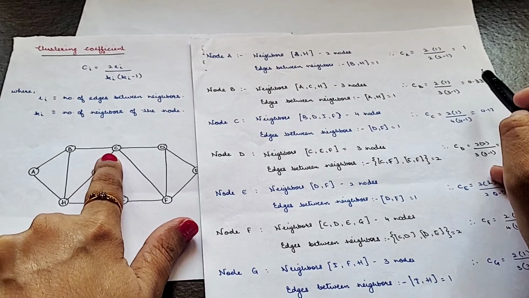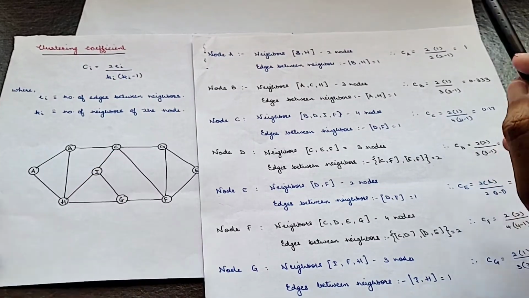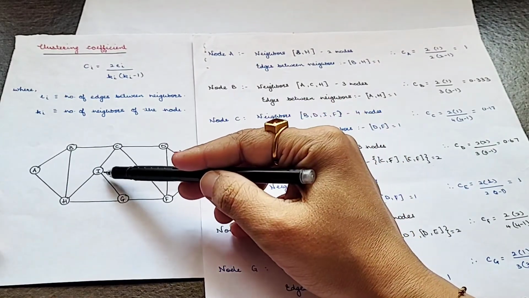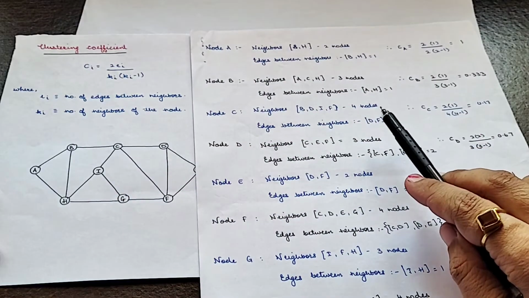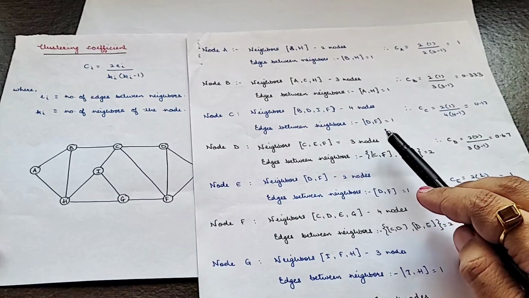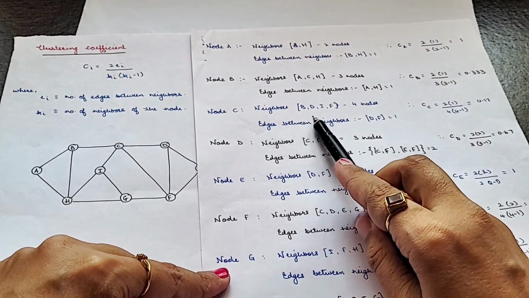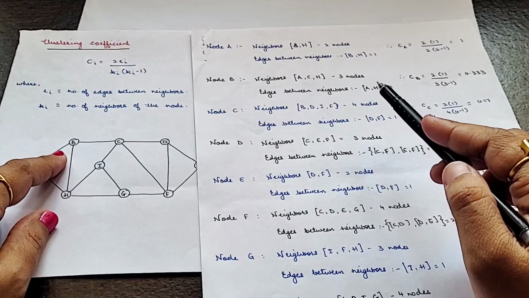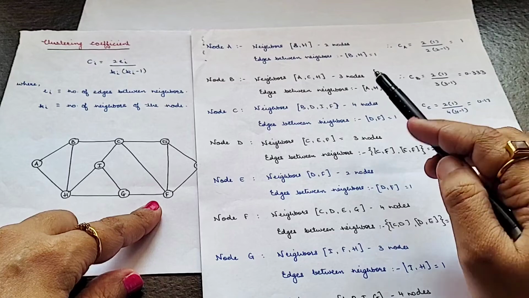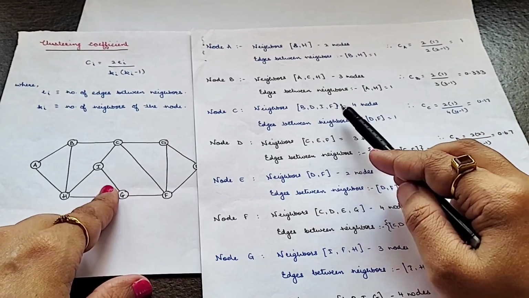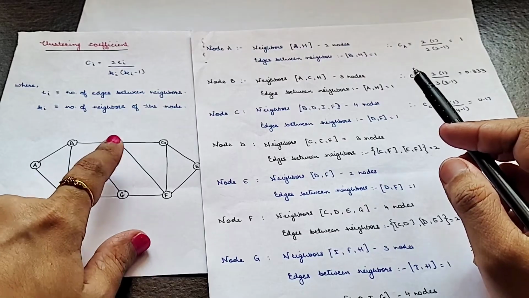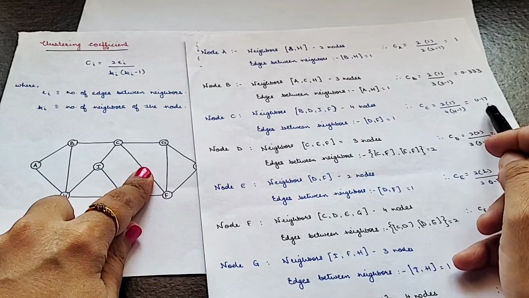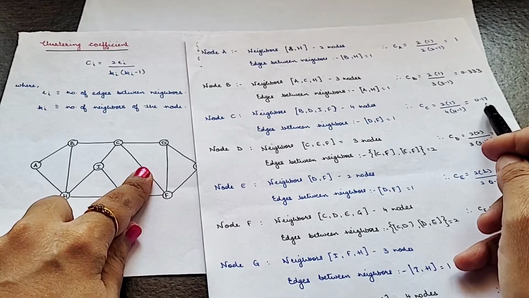Similarly, find it for node C. For node C, you have neighbors as B, D, F and I. You have 4 nodes as the neighbors. Now find out the edges in between these neighbors. Do you have an edge in between B, D, I and F? B and D you don't have. B and F you don't have. D, I, no. Then you have an edge in between D and F itself, a single edge in between the neighbors. Accordingly, use the formula and find it out. It comes out to be 0.17.